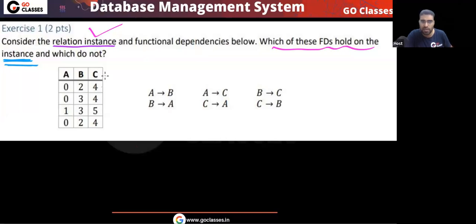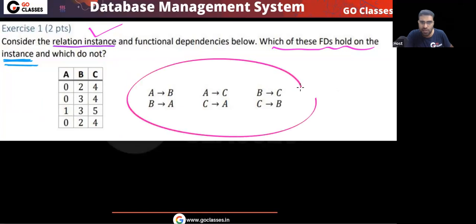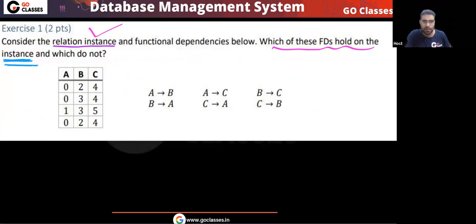So now you tell me, for this instance, which functional dependencies are satisfied? Look at this instance and tell me. For example, can I say A determines B is satisfied? This is not satisfied, right?